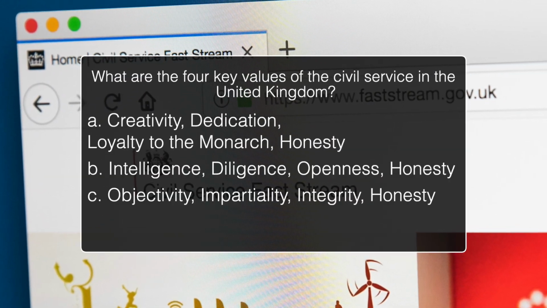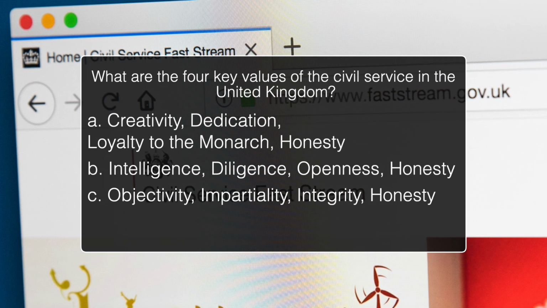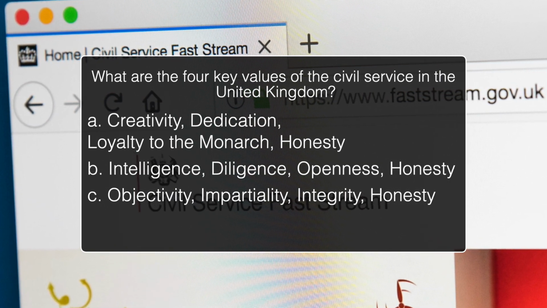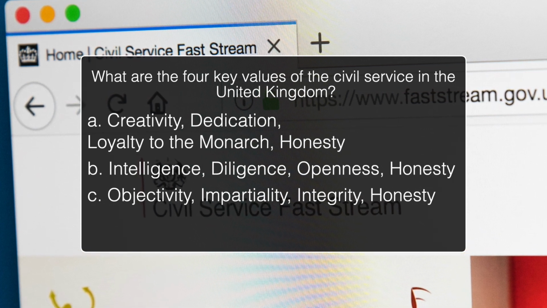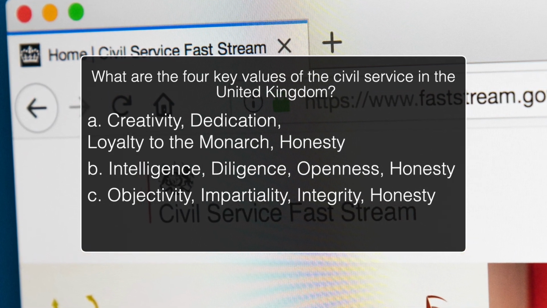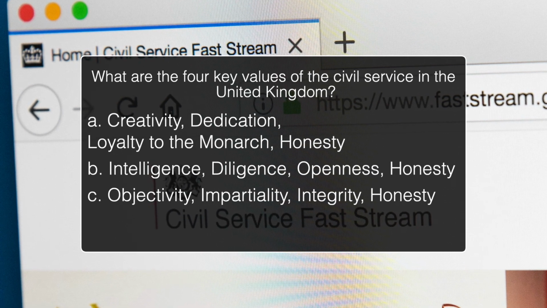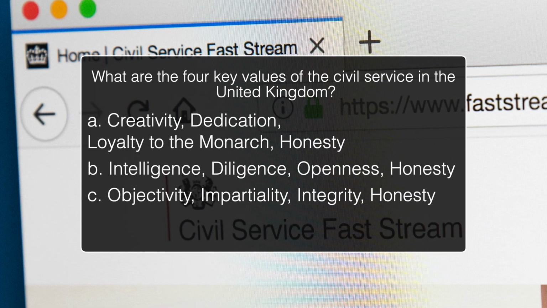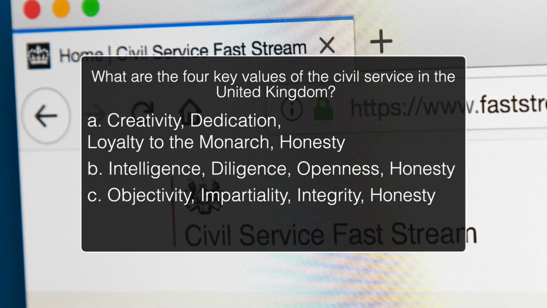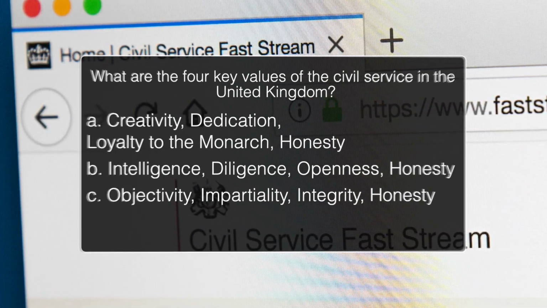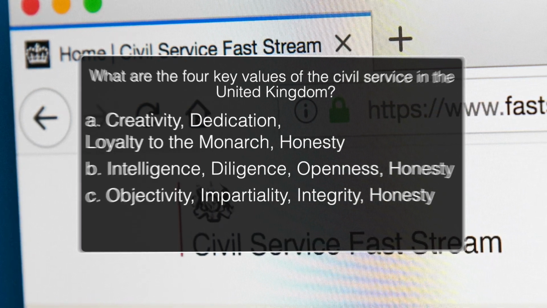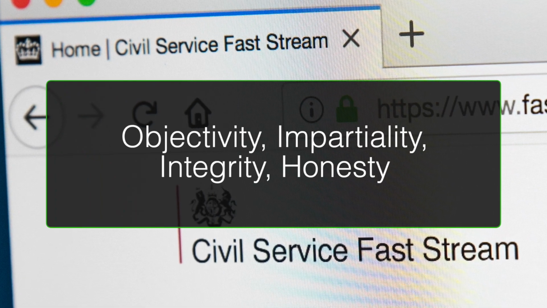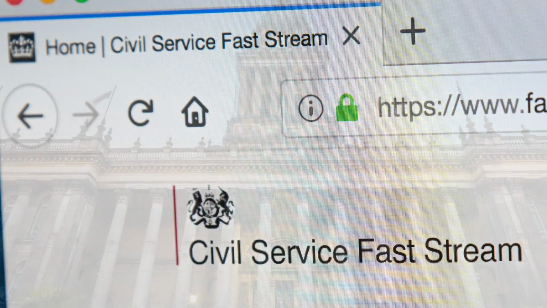What are the 4 key values of the civil service in the United Kingdom? A. Creativity, dedication, loyalty to the monarch, and honesty. B. Intelligence, diligence, openness, and honesty. Or C. Objectivity, impartiality, integrity, and honesty. The answer is C. Objectivity, impartiality, integrity, and honesty.